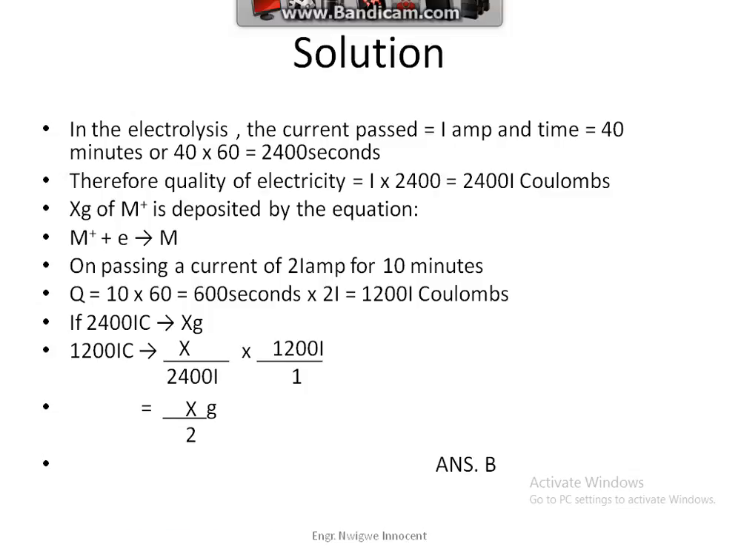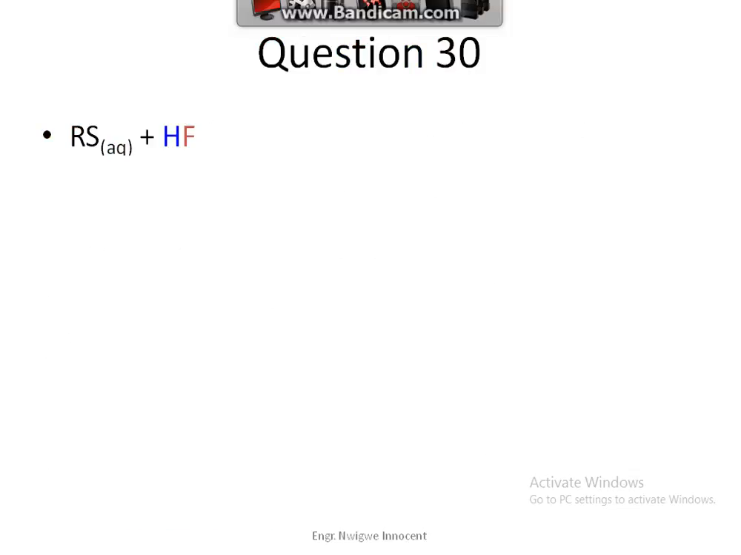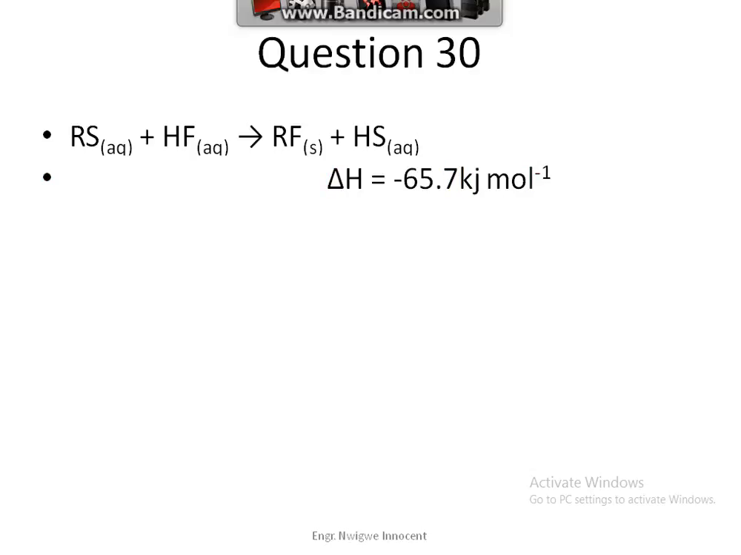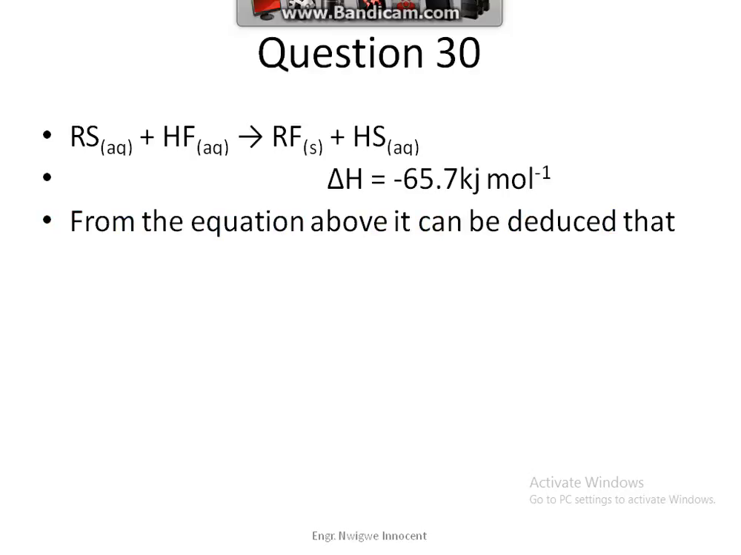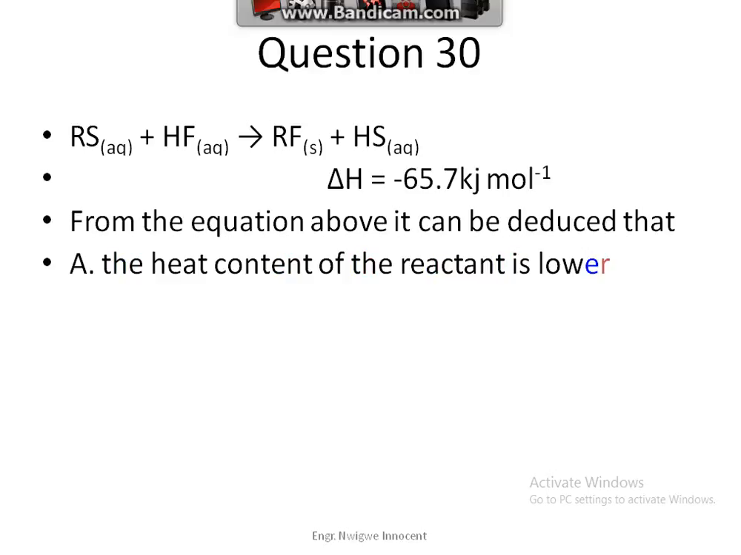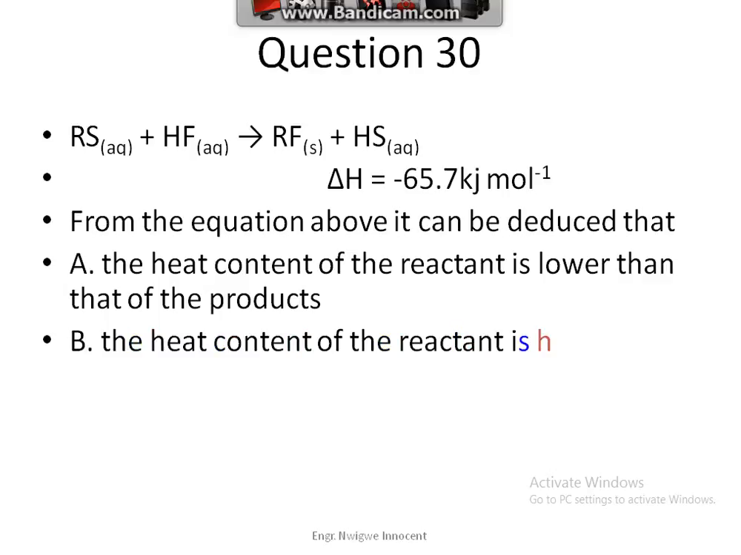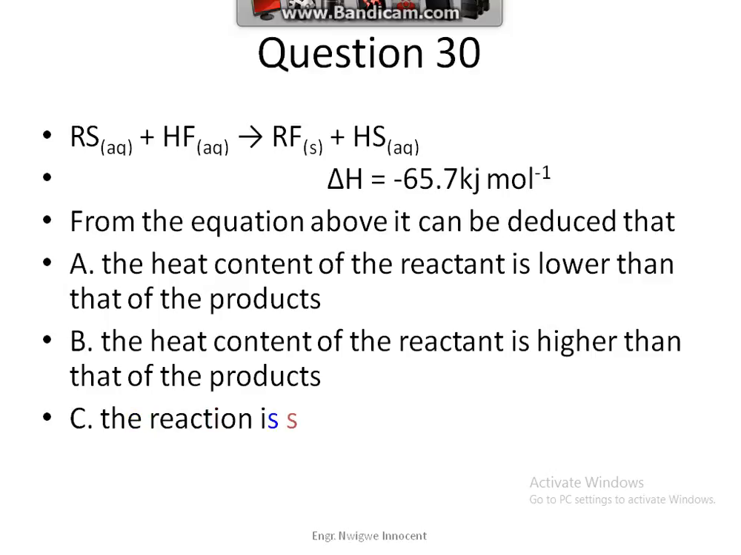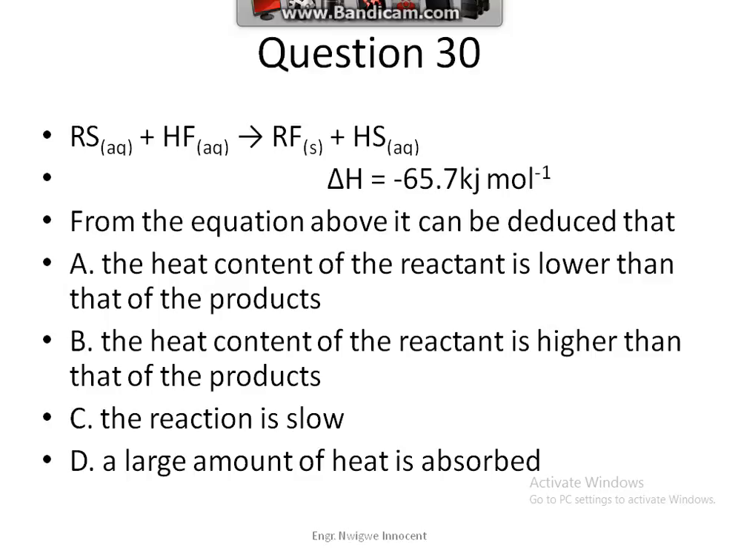ROS aqueous plus HF aqueous gives ROF solid plus HS aqueous. Delta H is equal to minus 65.7 kJ per mole. From the equation above, it can be deduced that: A, the heat content of the reactant is lower than that of the products. B, the heat content of the reactant is higher than that of the products. C, the reaction is slow. D, a large amount of heat is absorbed.